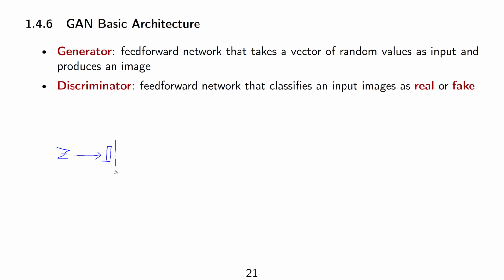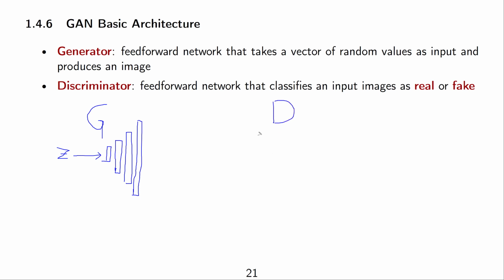And so I'm going to draw it like a convolutional neural network that has more and more spatial resolution in the tensors that the layers generate. All right, and then the final layer will give you the image that the generator generates. So this is the generator G.